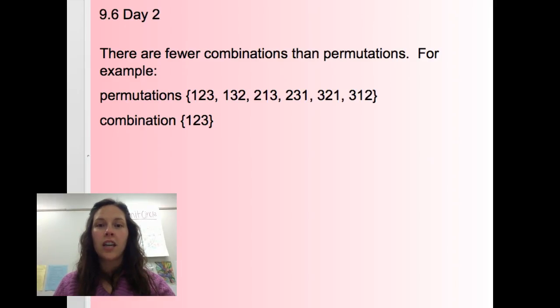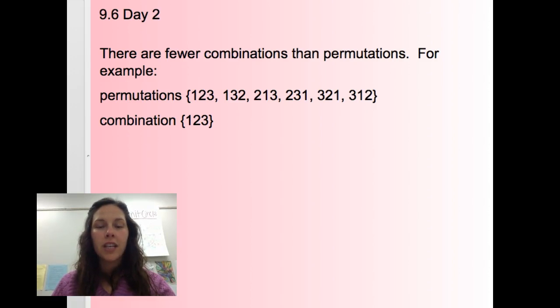Today we're going to take a look at differentiating between permutations and combinations. As you remember, a permutation is an arrangement where order does matter. If you look at my set of permutations of the numbers 1, 2, and 3, you can see all of the different orders for those three numbers.